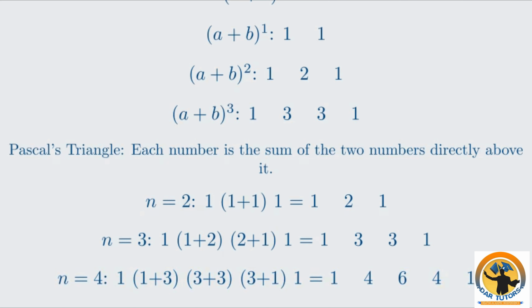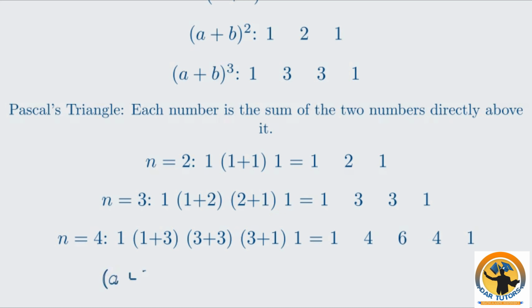So the expansion of (a + b)^4 is a^4 + 4a^3 b + 6a^2 b^2 + 4ab^3 + b^4. This gives us the full expansion for (a + b)^4. Let's put this knowledge into practice with a worked example.